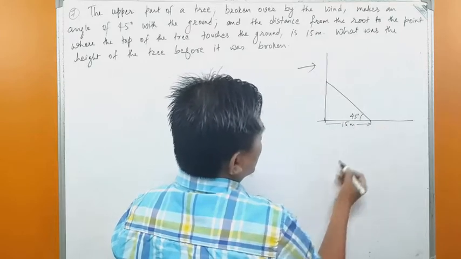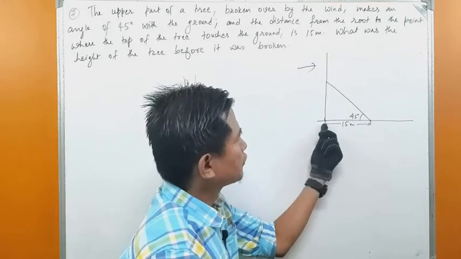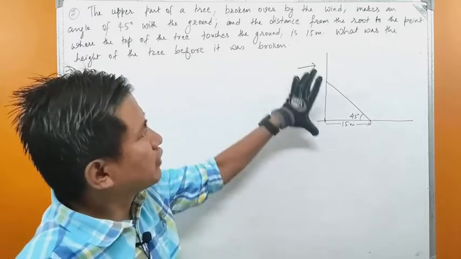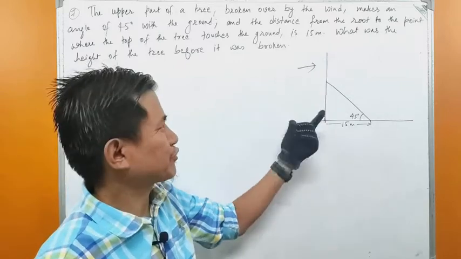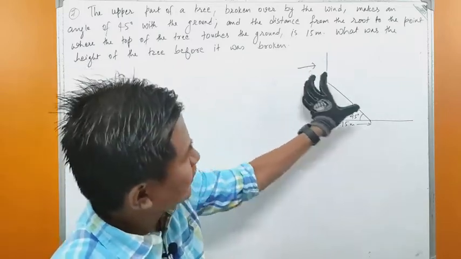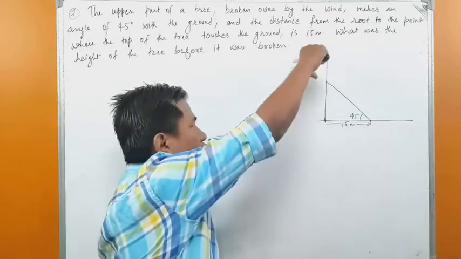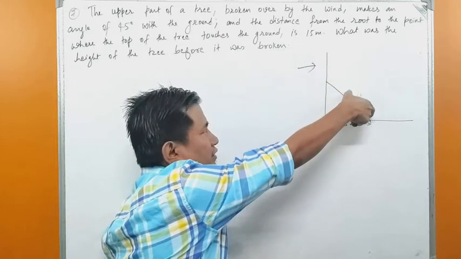The distance where the top of the tree touches the ground from its foot is 15 meters. We are asked to find the total height of the tree before it was broken. After it was broken means you need to add this and this. Before it was broken means this total height, isn't it? Because this upper part is bent and it touches the ground here.